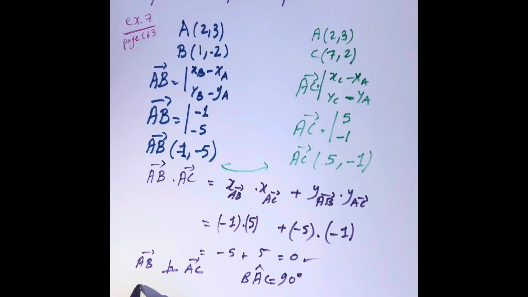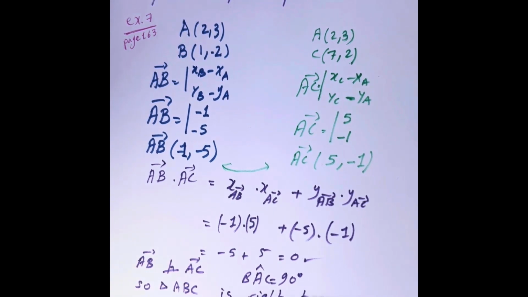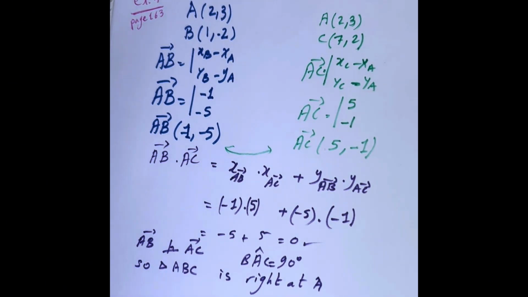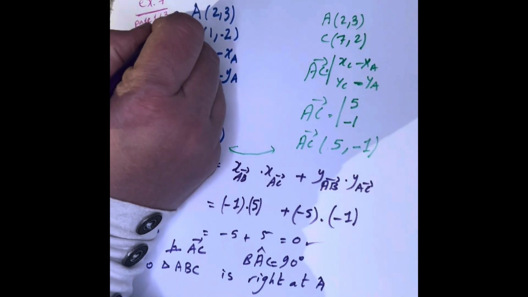So triangle ABC is right at A. And this is the required, okay? I wanted to prove that triangle ABC is a right triangle only. This is part A.